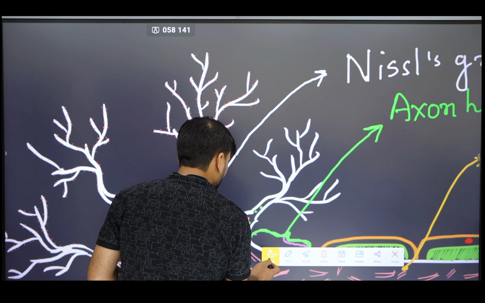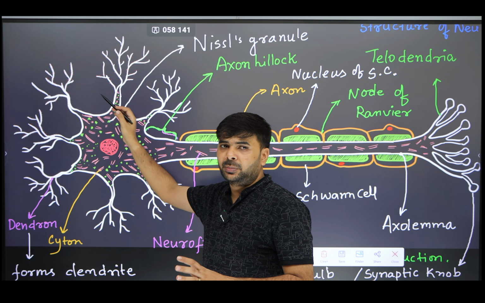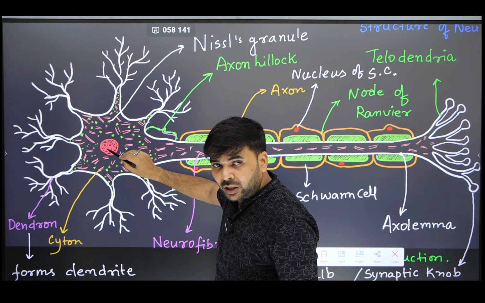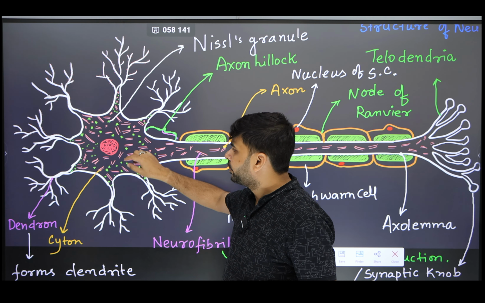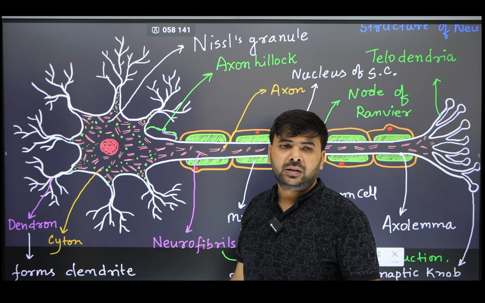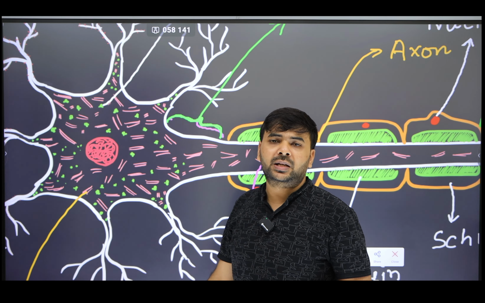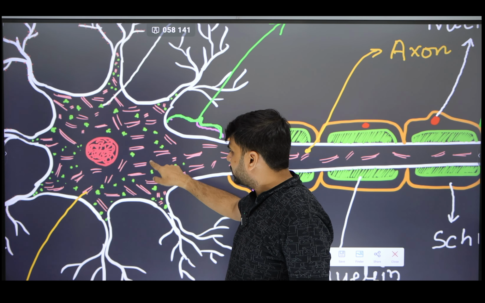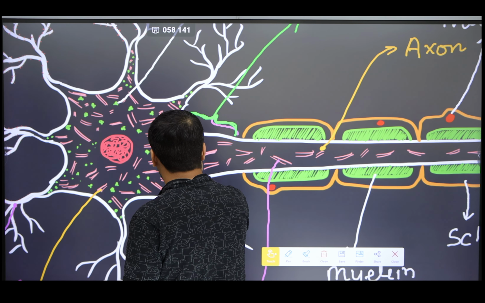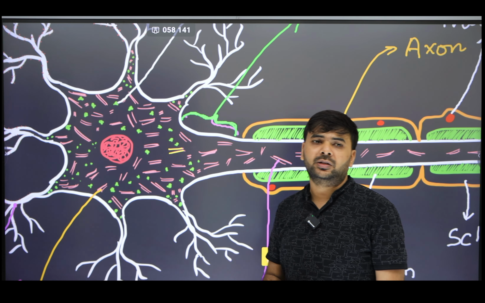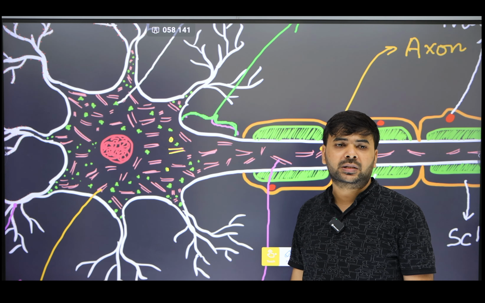So coming back to the main structure, our neuron's main cell body has multiple dendrons and a central nucleus. It also has these equal-to-sign-like structures visible on your screen, which are known as neurofibrils. These are tubulin protein structures. And these green dot-like structures are known as Nissl's granules.